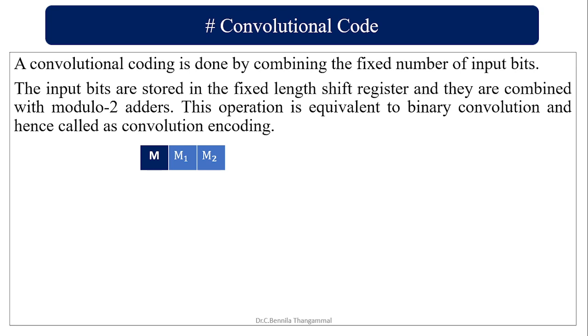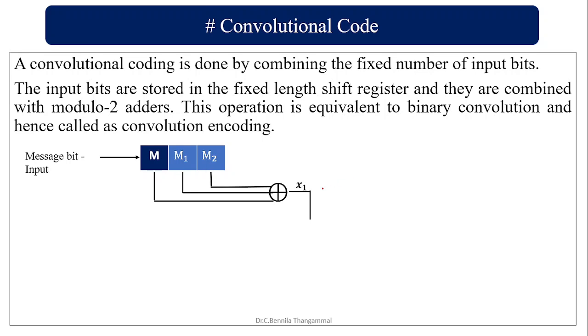Here is a shift register where you have a message bit as an input. You have only one message bit, and M1, M2 and so on shift that single bit. The shifting is done in the shift register. We'll see the modulo 2 adders also. I take the modulo addition of M, M1, M2 and let it be the output X1. Then I have one more output, the modulo combination of M2 and M, and let it be X2.